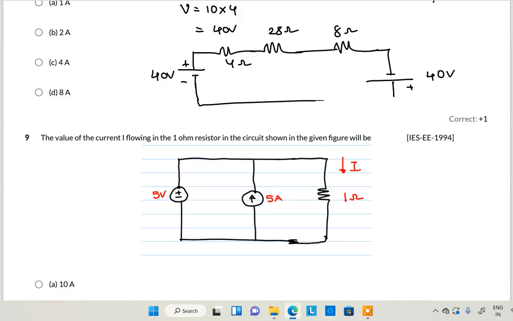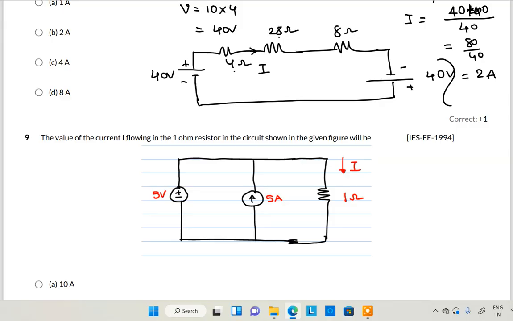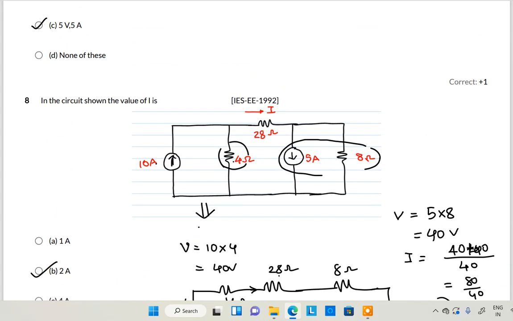Okay. Finally, this is the simplified circuit. The current will be now I. So finally, I is equal to V by R. What is V? 40 plus, this is a plus, this is a negative. Plus and negative connected in series, adding. So 40 plus 40 by total resistance 4 plus 28, 32, 32 plus 8, 40. That means 80 divided by 40, that will be equivalent to 2 amperes. Just look at here, this is 2 ampere. Okay, option B is the correct option.